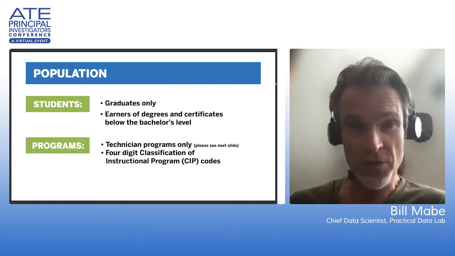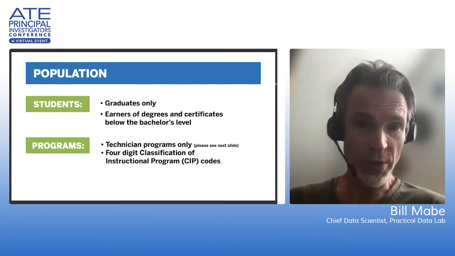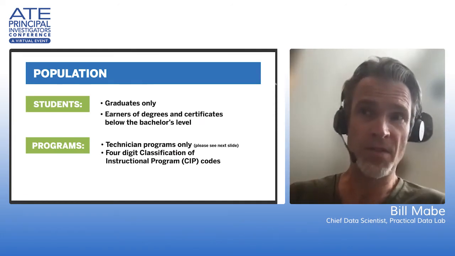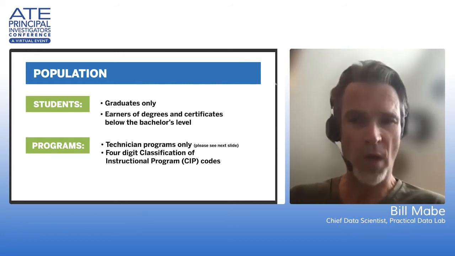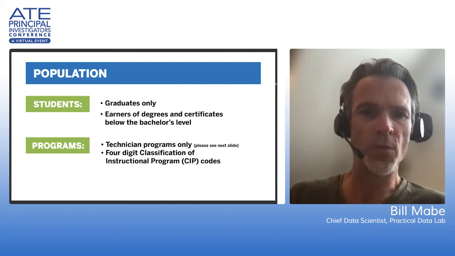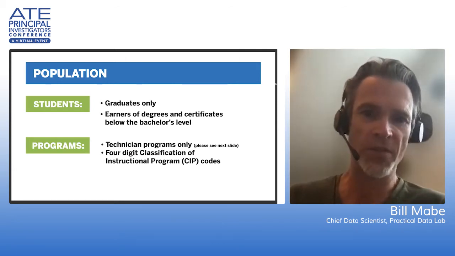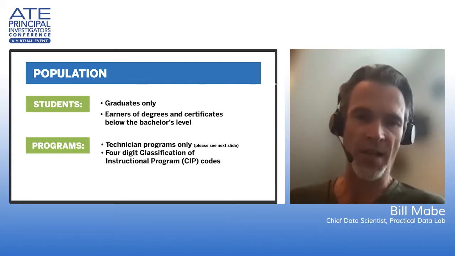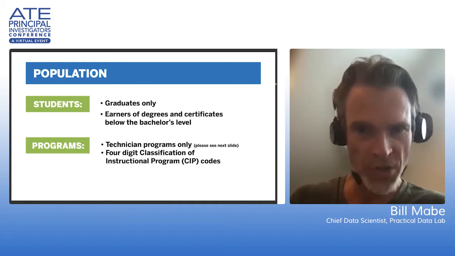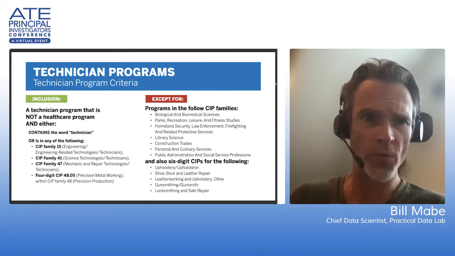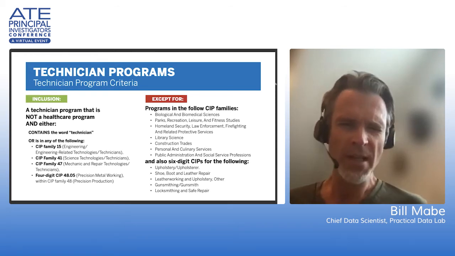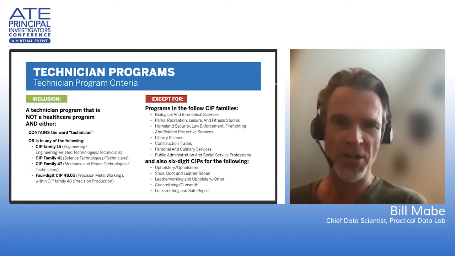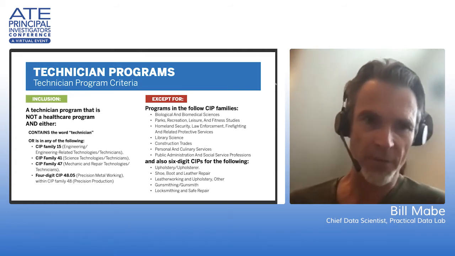So graduates, bachelor's level and below, and which programs are included. The programs that are included are technician programs specifically. I'll define what that means on the next slide and give you some rationale for why we decided to define it that way. And then we're using the 4-digit classification of instructional program codes. That's the National Center for Education Statistics method for classifying academic programs, to divide up the programs and select the ones to view so that they're manageable, because really detailed program names are difficult to pull any trends from, as there may be so few graduates in each program. So we needed to group them at a bit of a higher level.